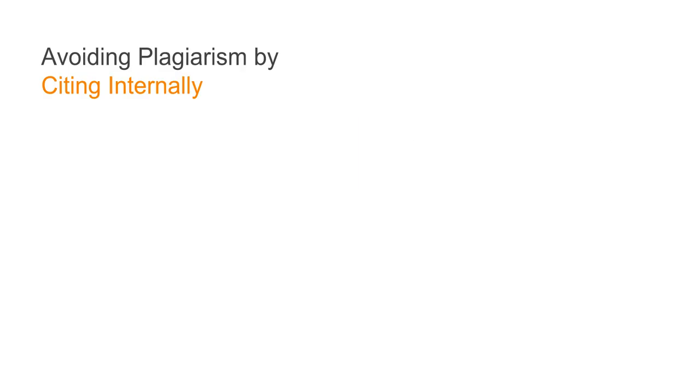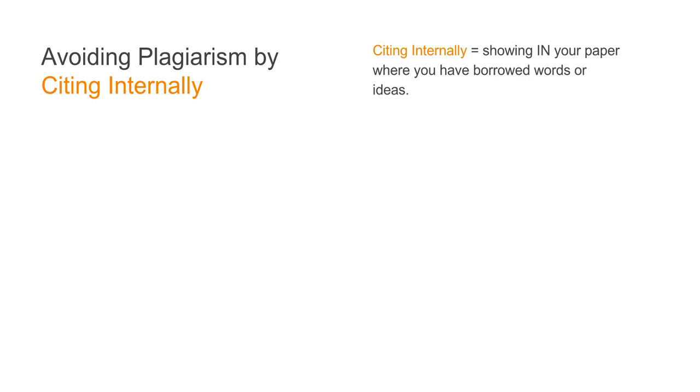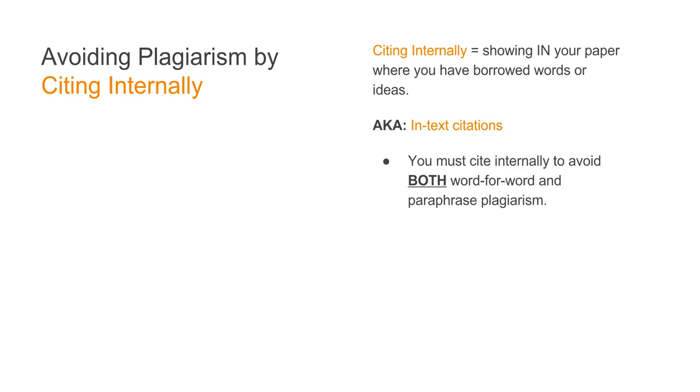So, how do we avoid plagiarism by citing internally? We show in our paper where we have borrowed words and or ideas. That's what citing internally is all about. These are also called in-text citations. You have to cite internally to avoid both word for word and paraphrase plagiarism. You don't just cite internally when you quote, you cite internally anywhere you use information from a source.